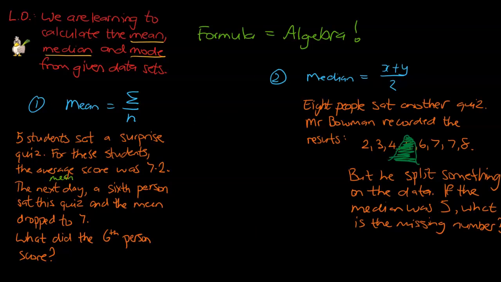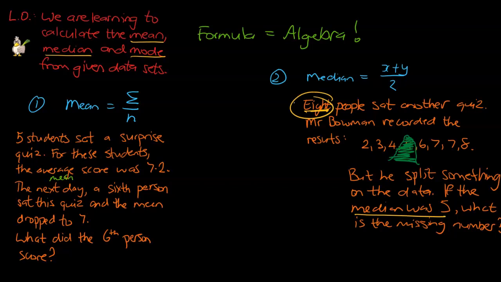Now, finally, we're going to look into the median, and I've got a new question for us. This example is a bit more convoluted, but it's an interesting one nonetheless. So we had 8 people sit another quiz, and Mr. Bowman recorded all the results below. So here's all the results, but I've spilt something on the data. That's what this green stuff is. I'm covering up one of the numbers now. If the median was 5, what was the missing number?